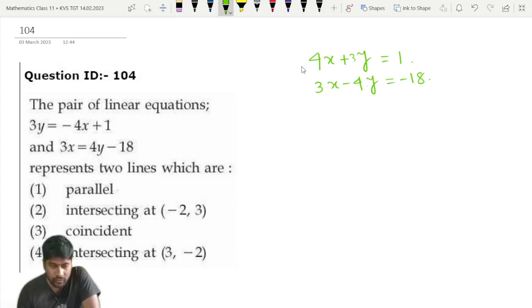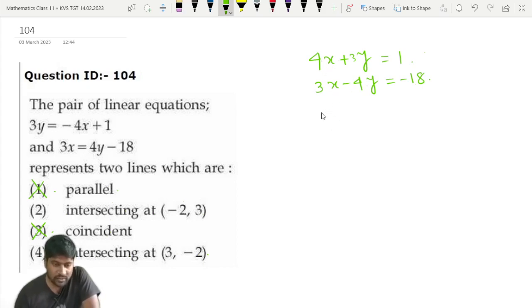So what I will do for that, okay, we are seeing that they are not parallel. First of all, they are not parallel. Okay, and they are not coincident also. So either they will intersect at the point minus 2 comma 3, or they will intersect at the point 3 comma minus 2. So either option 2 or option 4 will be the correct answer. So we will check by the answers. Okay, so minus 2 comma 3, whether it will satisfy the equation or not.